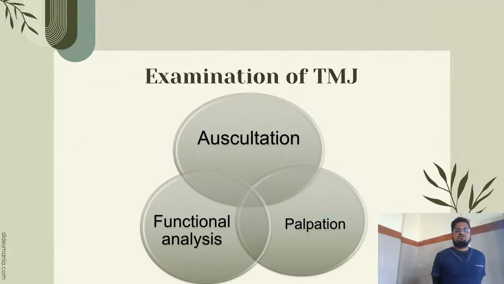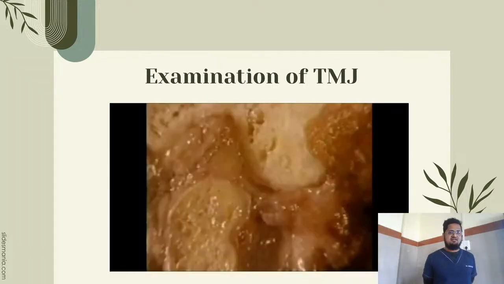Next part is the examination of the TMJ. The temporomandibular joint is very important, and different methods for examination are auscultation, palpation, and functional analysis. Before going to examination of the TMJ, we should watch this video to understand the movement of the mandible, the condyle in the fossa, as well as the articular disc.